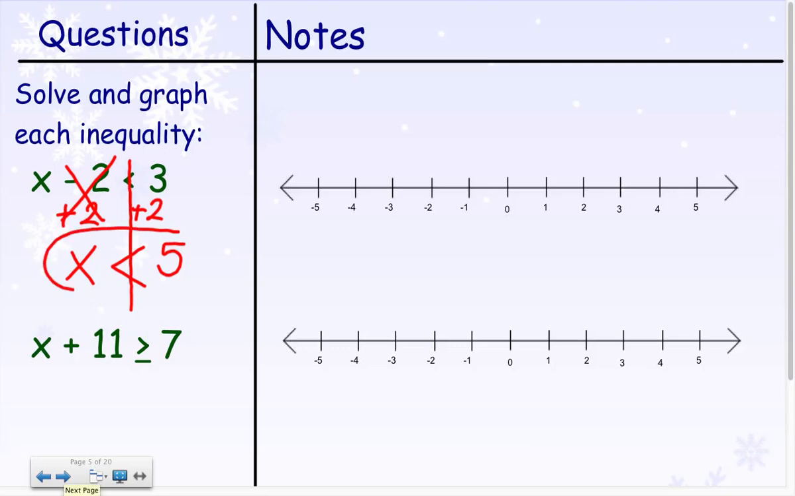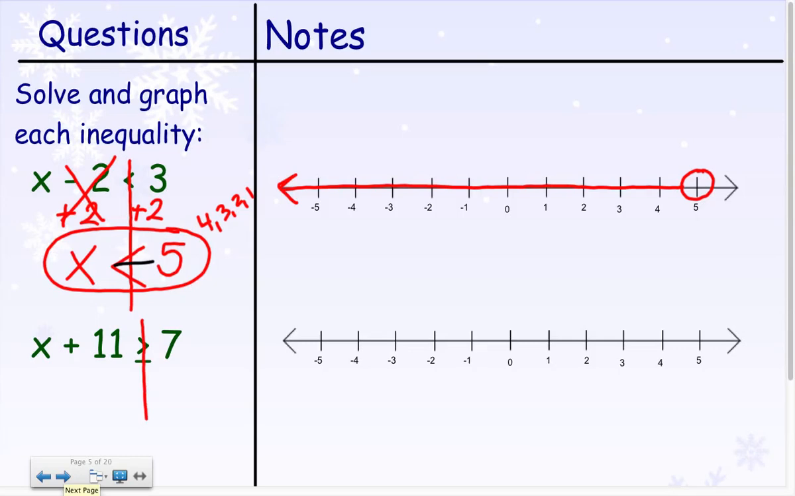Now I'm going to graph that. I'm going to put an open circle on 5. And then I could either ask myself what numbers are less than 5. So 4, 3, 2, 1. Or I could turn this into an arrow. My arrow is pointing to the left, so I will shade to the left. Again, another reminder that only works if your variable's on the left.